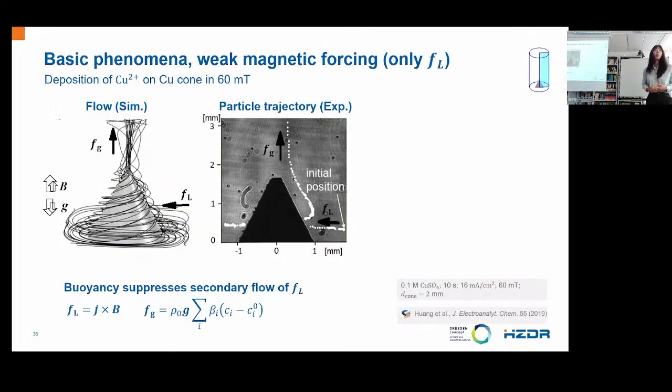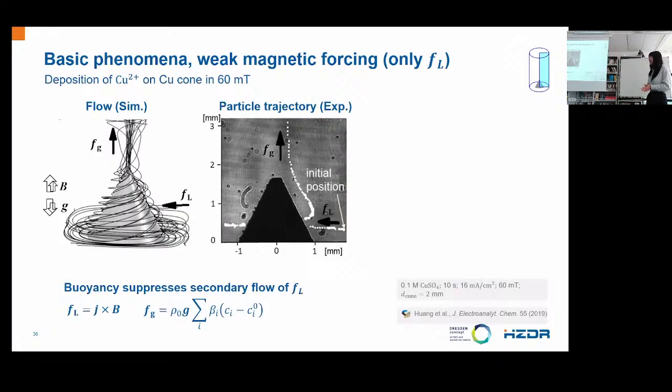So now we come to the results. We start from a weak magnetic field and deposit on a millimeter-sized cone in a vertical uniform field of 60 millitesla. On the left, you see the simulation, and on the right are the experimental results of the flow pattern around the cone. You'll see that indeed we have this Lorentz force around the cone, but we didn't see the downward secondary flow from the Lorentz force. On the opposite, we see an upward flow.